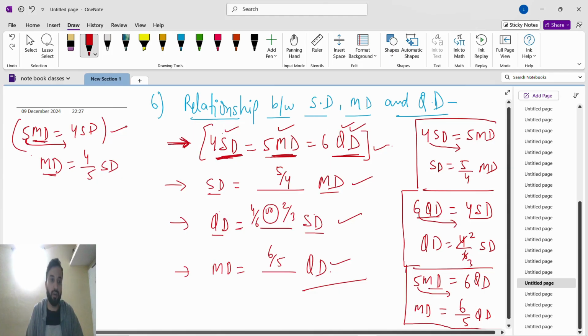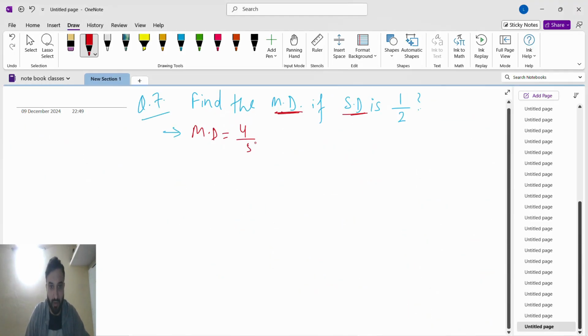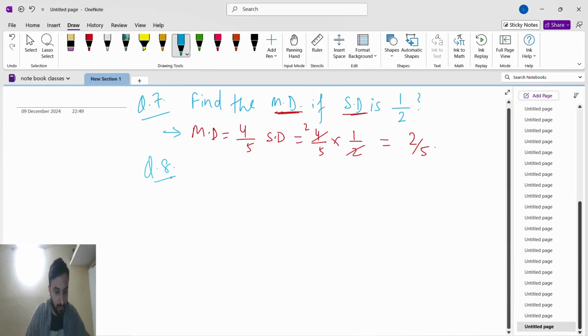After that, whatever you have to find, keep this side, and whatever number is there, send to the other side. It will go in divide form. It will become 4/5 standard deviation. The mean deviation is 4/5 into standard deviation, which is 1/2. 2 will get cancelled, so 2/5. Answer is 2/5. Right? Yes. The next question, number 8.